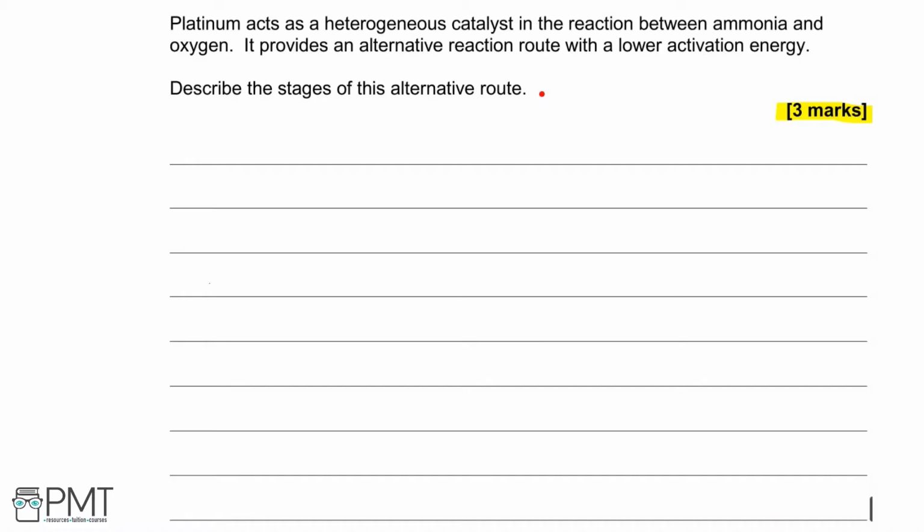So, the first stage in our alternative route is going to be what allows the platinum to actually act as a catalyst on those reactants, the ammonia and the oxygen. It does this by the reactants being adsorbed, so that means to be adhered to the surface of, not taken within, like with absorb with a B. This is adsorbed, like adhere. So the reactants are adsorbed to the platinum catalyst.